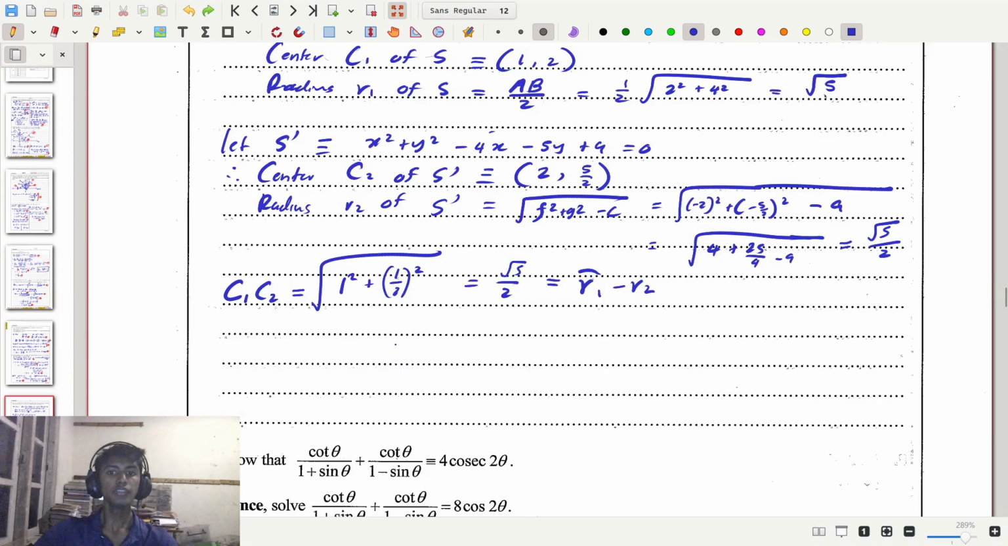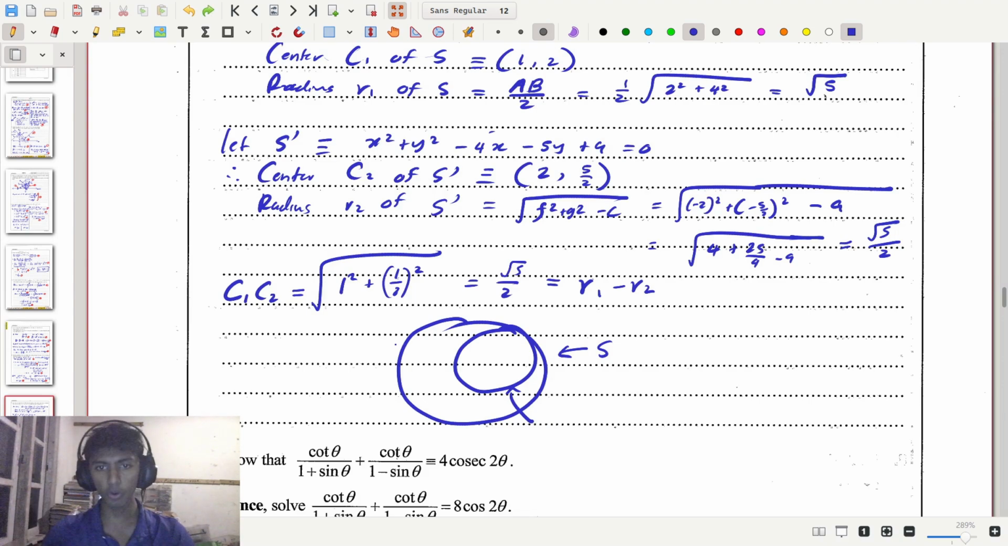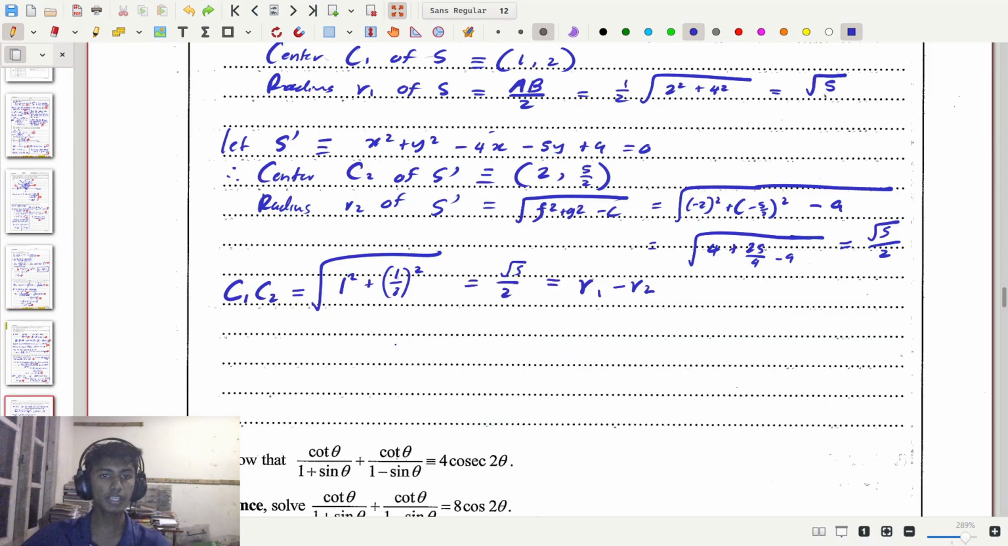Since R1 is bigger than R2, the circle S is bigger than S dash. So if we draw the two circles, we have S on the outside and S dash on the inside, where S dash is touching S internally at some point. So we now know that S and S dash touch internally. Therefore, S, S dash touch internally. I'm going to call this fact number A.